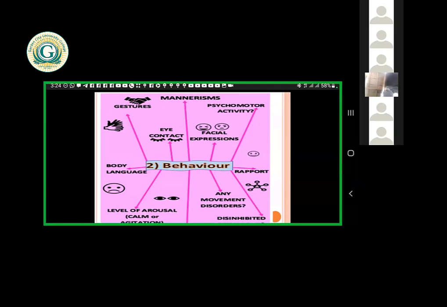Then we have one other known as the disinhibited behaviors. Disinhibited simply means that we should be able to control, okay? We should be able to control our behavior. We should be able to control our emotions. So when we are not able to control our emotions or the behavior, it means that we have become disinhibited.